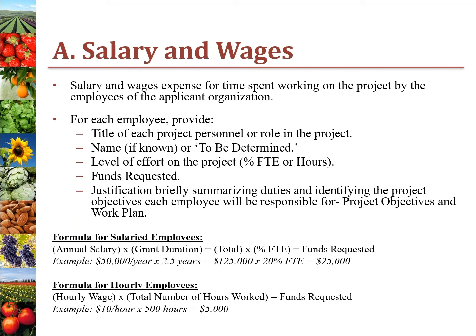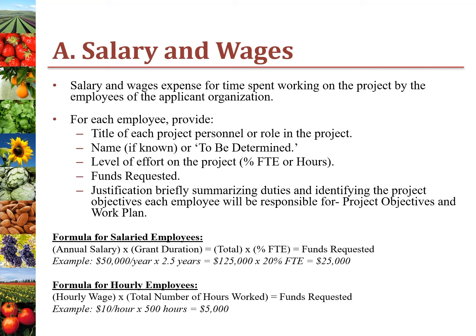Category A is for salary and wages expenses for employees working on the project. This section should include people employed by the applicant organization and whose time and effort will be covered by SCBGP funds. If people from other organizations will be paid with grant funds, those costs should be listed under contractual. In the salary and wages table provided, enter each employee's name, if known, and their title or role in the project. Note that if the name of the employee is not yet known, please enter "to be determined."